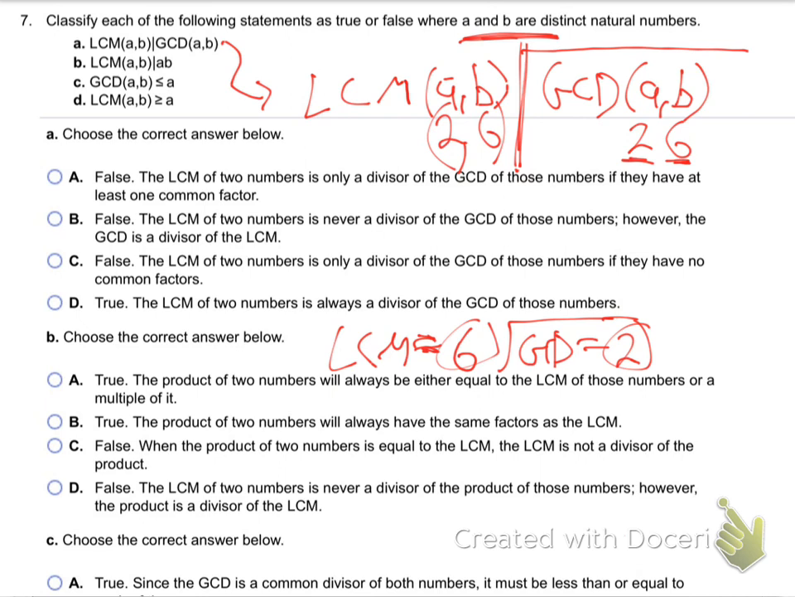I don't know which one is right here. The LCM of 2 numbers. I don't know. I'm going to say false. I'll let you read all the words. The answers are there. So that's the best we could do with our time. I'll stop.